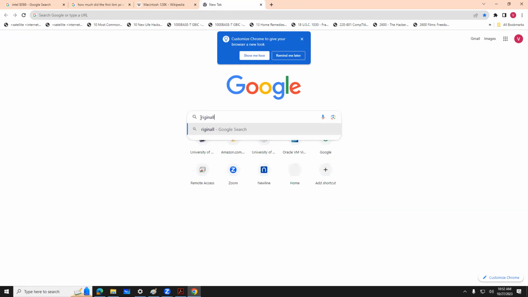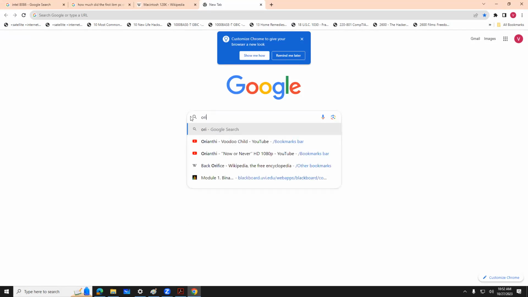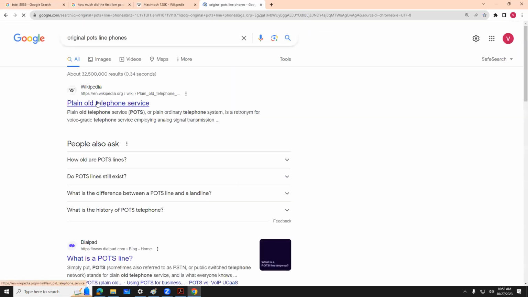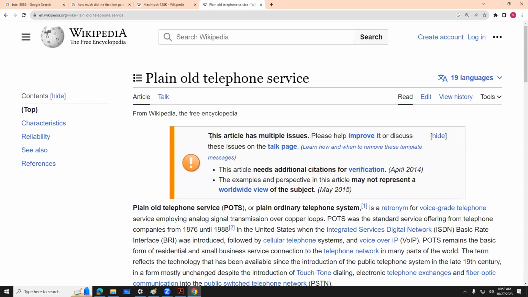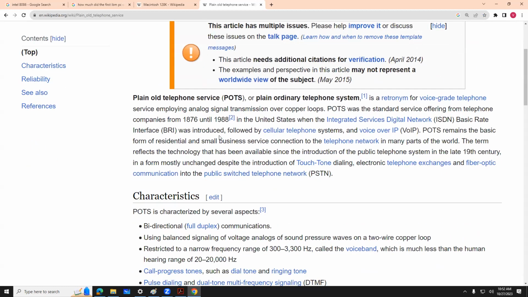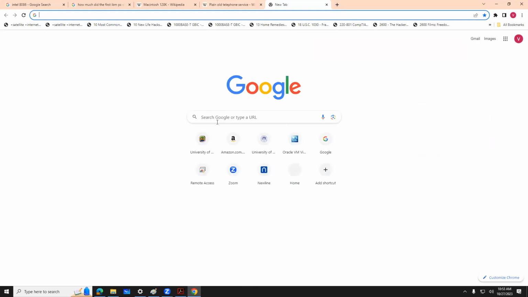We're not going to get into this a lot. Plain old telephone service, right? The public switched telephone network, or PSTN, plain old telephone system. These were analog telephones.